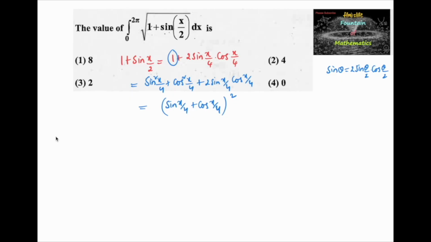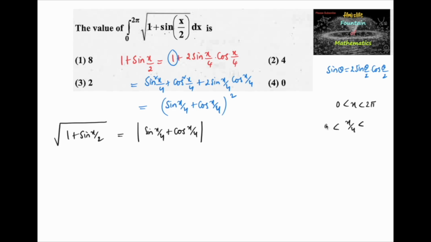Therefore, under the root of 1 plus sin x by 2, we can write it as mod of (sin x by 4 plus cos x by 4). And here in the integral, x lies between 0 and 2 pi. So x upon 4 lies between 0 and pi by 2. So in the first quadrant, sin x by 4 and cos x by 4 both are positive. So we can write directly sin x by 4 plus cos x by 4. We can remove the modulus.